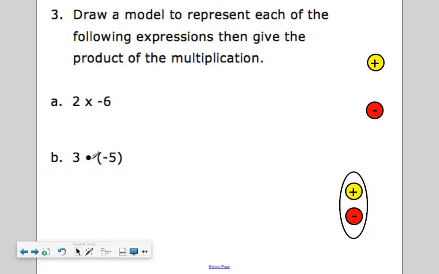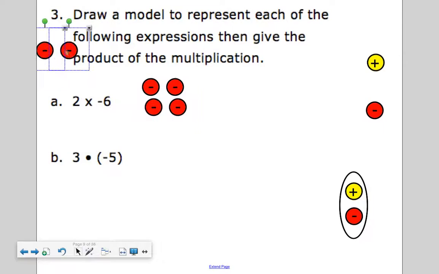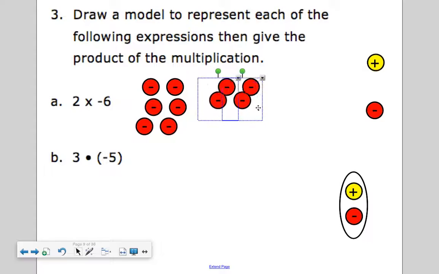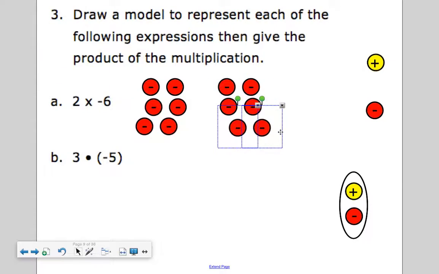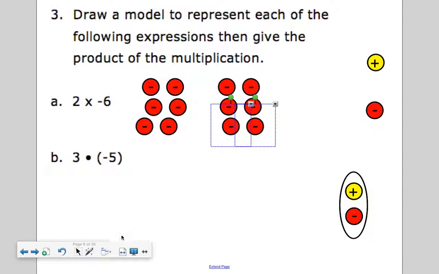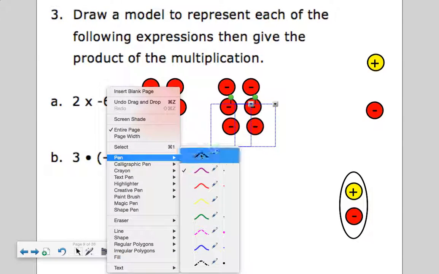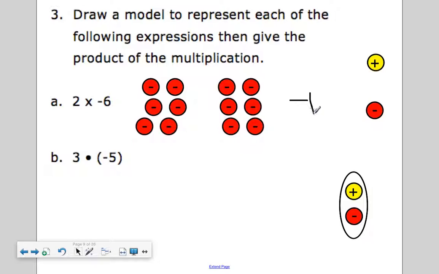So draw a model to represent each of the following. 2 times negative 6. So that means 2 groups of negative 6. Here is our first group of negative 6. Here is our second group of negative 6. So what is 2 groups of negative 6? Negative 12. So what is 3 times negative 5, or 3 groups of negative 5?